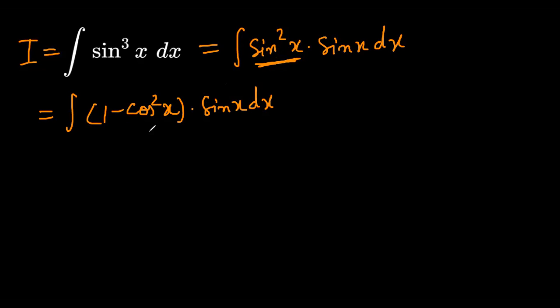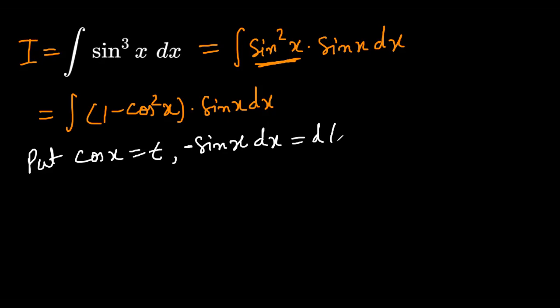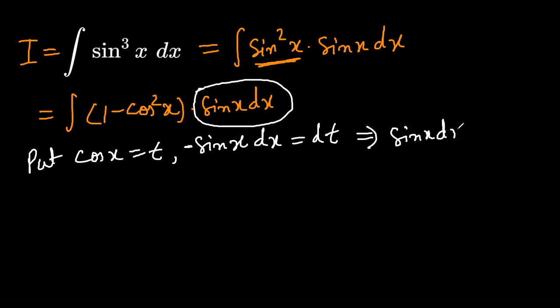Now it must become clear to you. Put cos x equal to t. The derivative of cos x is negative sine x, so negative sine x dx is equal to dt. That means sine x dx would be negative dt. So we can write sine x dx is the same as negative dt.